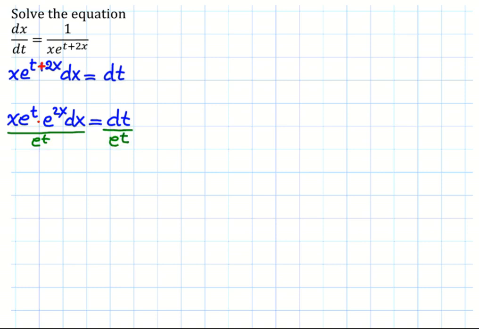On the left hand side, we will have x e to the 2x dx, and on the right hand side we have 1 over e to the t dt. If we move e to the t power on the top, it becomes e to the negative t power, and we have this separable equation, x on one side, t on one side. We just need to integrate both sides.